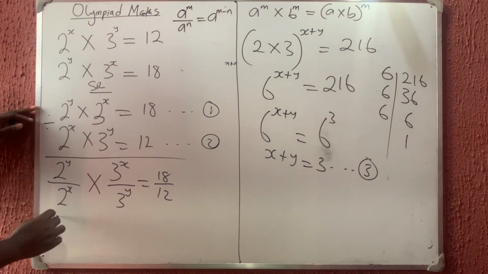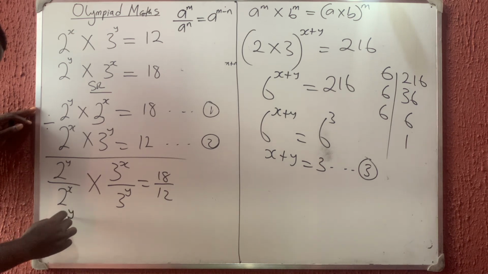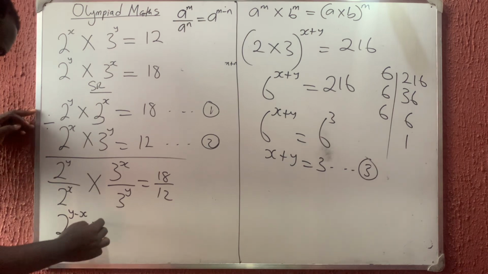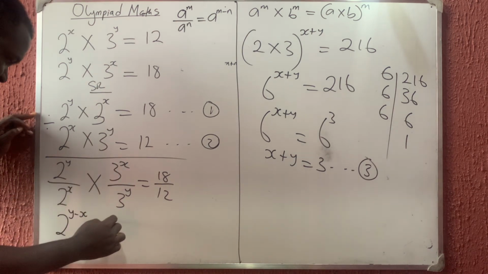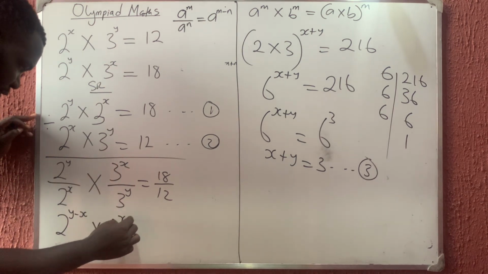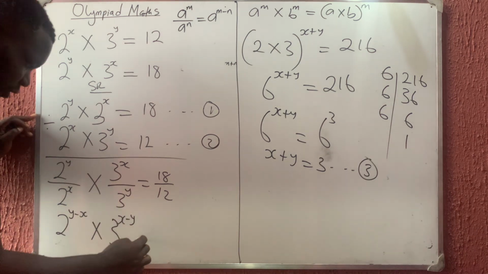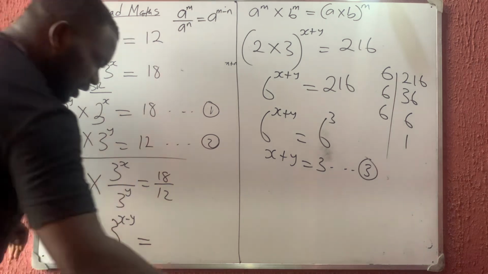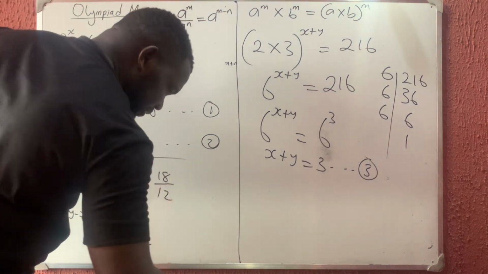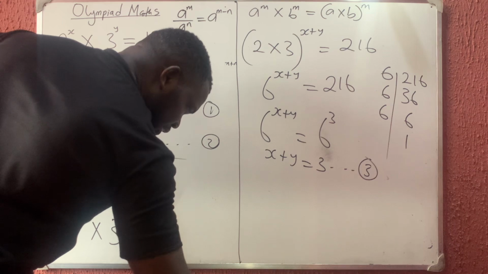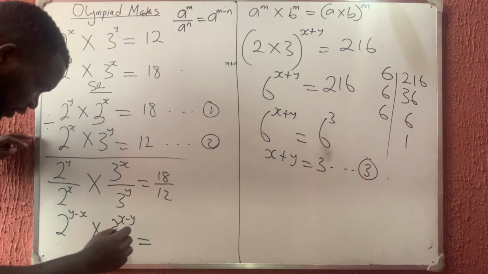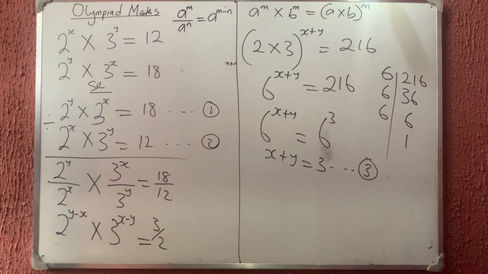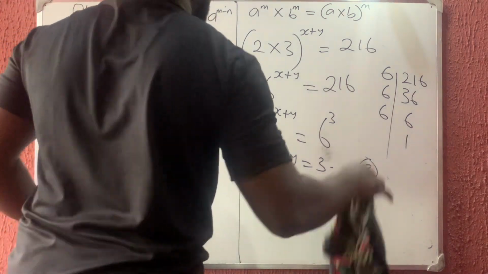This divided by this will give you 2 raised to power y minus x, times this one will give us 3 raised to power x minus y, is equal to, coming to this place, 18 divided by 6, that is 18 by 12. I'm going to have 3 over 2. So now we do the same thing we did here.